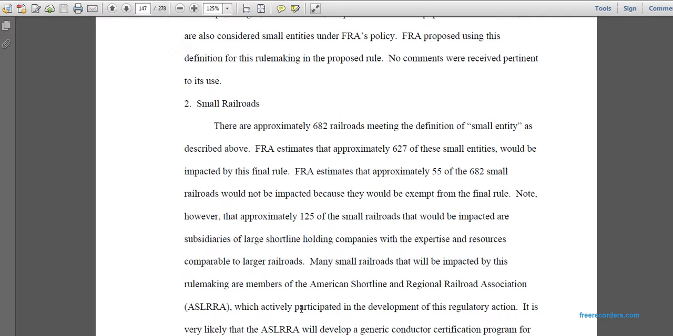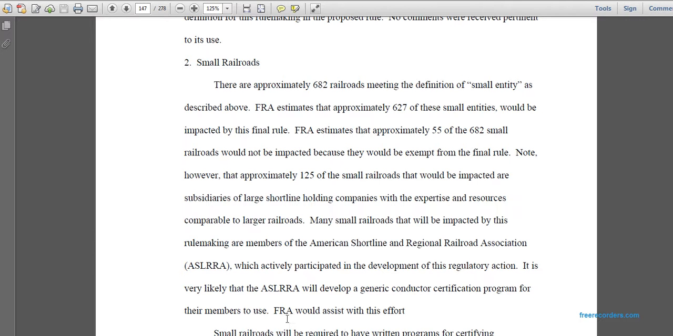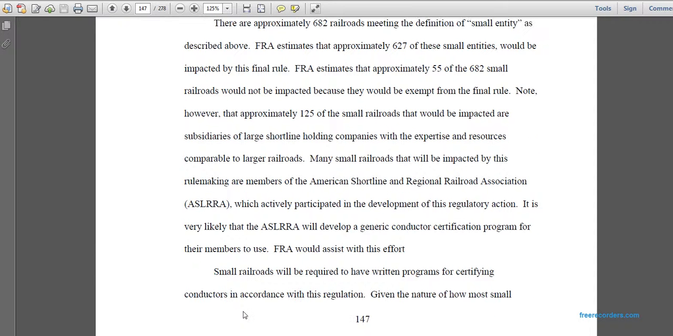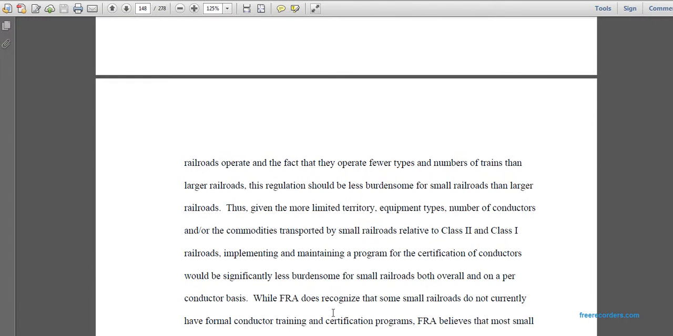Rulemaking members of the American Short Line and Regional Railroad Association, or ASLRRA, actively participated in the development of this regulatory action. It is very likely that the American Short Line and Regional Railroad Association will develop a generic conductor certification program for its members, and the FRA would assist with this effort. The small railroads will provide the written program certifying conductors according to this regulation, given how most small railroads operate and the fact that they operate fewer trains. For larger railroads, the regulation should be less burdensome for a small railroad than for a larger railroad.